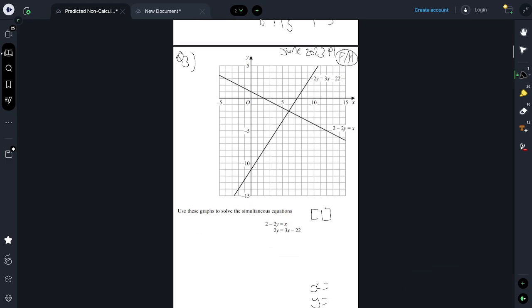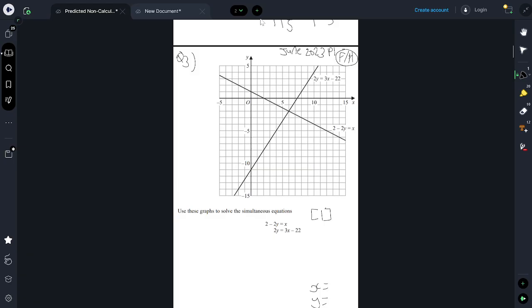Okay. We're on question 3, and they love asking this type of question. It's only a mark. It'd be pretty simple, but they love asking it, and it's good to check. Okay. So it says use these graphs to solve the simultaneous equations. And yeah, so if you look, the equations 2 minus 2x equals y, that's here, and 2y is 3x minus 22, identical equations. They've drawn it.